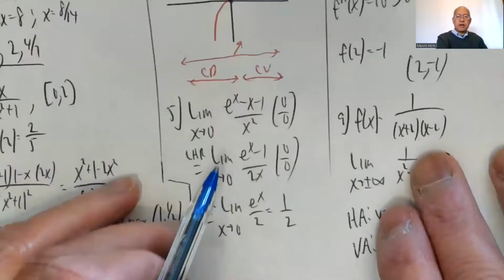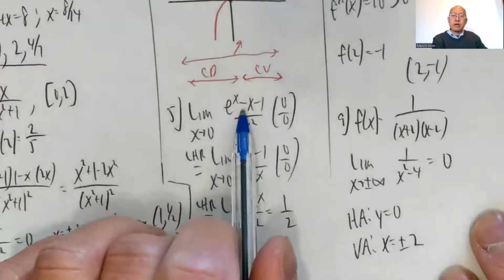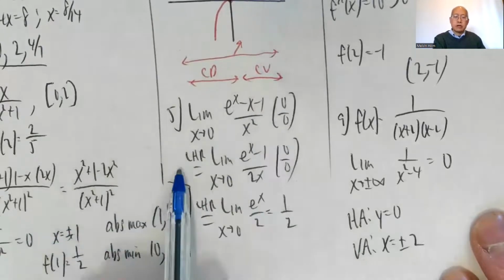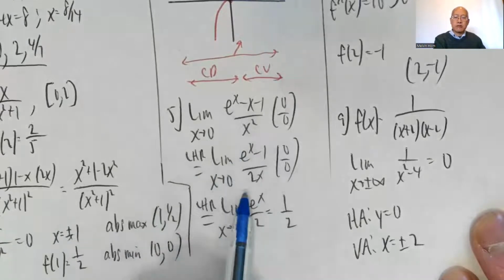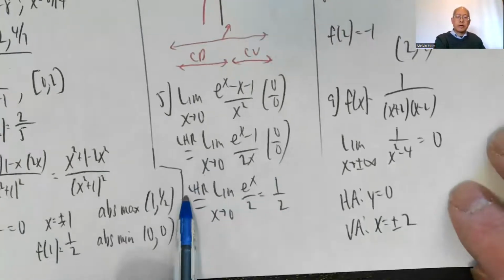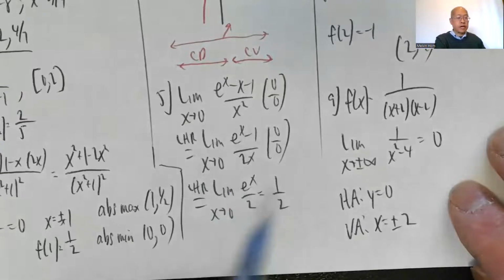Number 5, perfect example of L'Hopital's rule a couple of times. Plug in 0, you get 1 minus 0 minus 1, which is 0. The bottom is 0, 0/0. So LHR, L'Hopital's rule, take the derivative of the top and the bottom, e to the x minus 1 over 2x. You still get 0/0. Do it again, LHR, L'Hopital's rule. Limit x approaches 0 of e to the x over 2. Now I plug in 0, and the answer is 1/2.